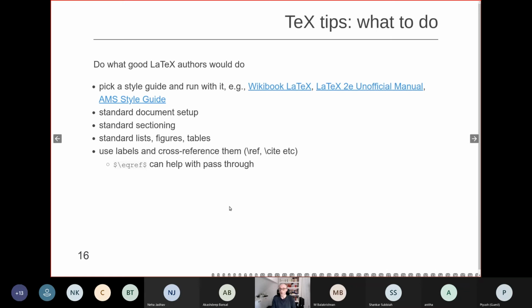Right? So there are all kinds of ways to do standard sectioning, lists, figures, and so on and so forth. I'm not going to go through all those details. I've just put them together here on the slides for future reference for some of you, because I know that some of you are interested in that in particular.